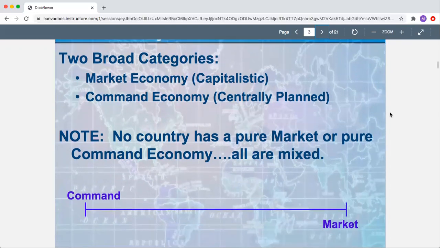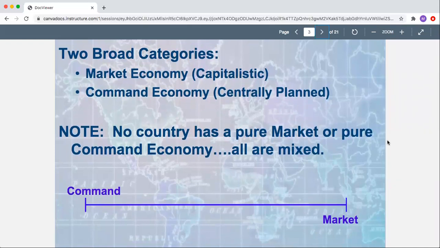So it says no country has a pure market or pure command economy. All are mixed. So no matter how much it seems to be on one end, they're all somewhere in the middle.